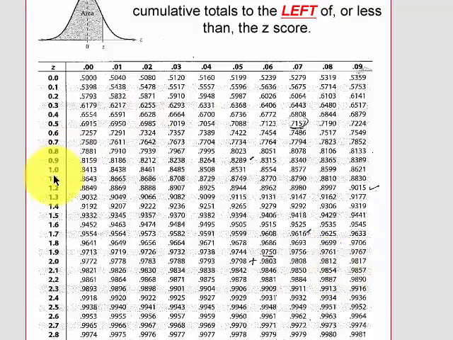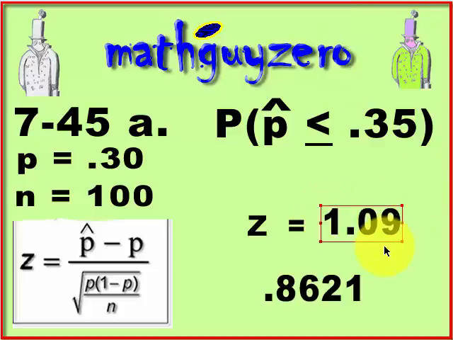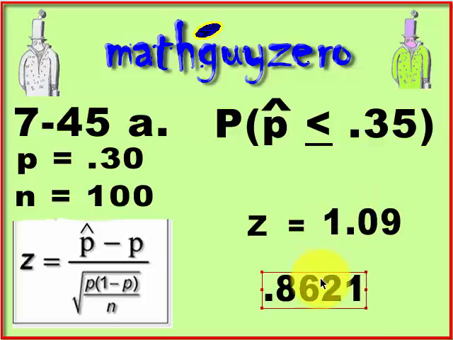1.09 is all the way across, so it's 0.8621. And that is the less than or equal to, right? Less than and less than or equal to are the same thing in probabilities. I don't know if you knew that or not, but that should be the answer.